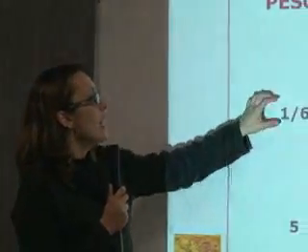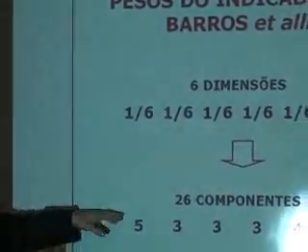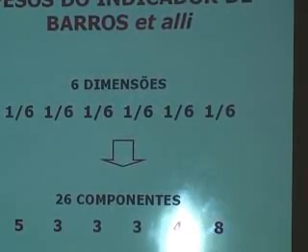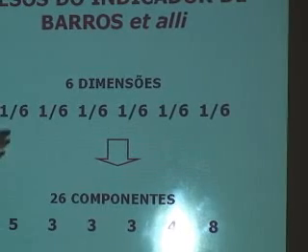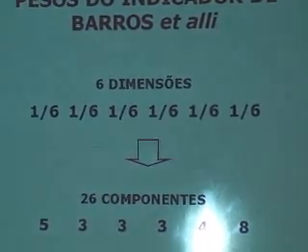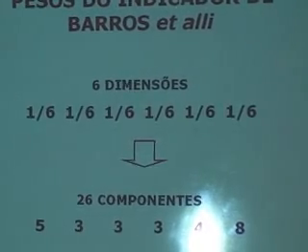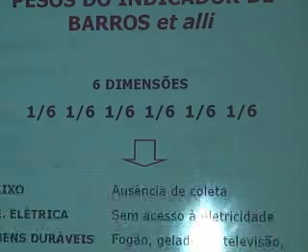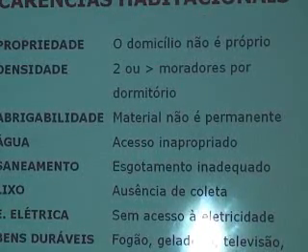So in his methodology, each dimension has a weight of 1, 6. This is the weight for each one, and for each one, for example, if it has 5 components, they divide 1, 6 by 5. If it has 3 components, they divide by 3, and so on till the end. So in our case, that is household conditions, it was 1 plus 6 divided by 8.